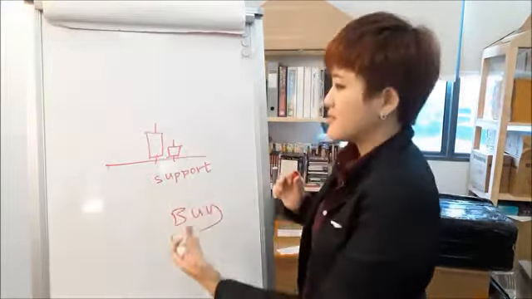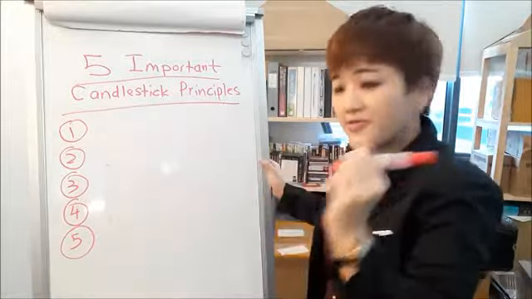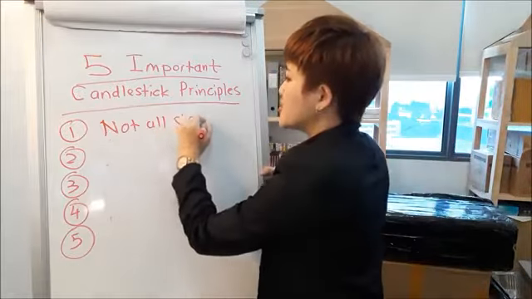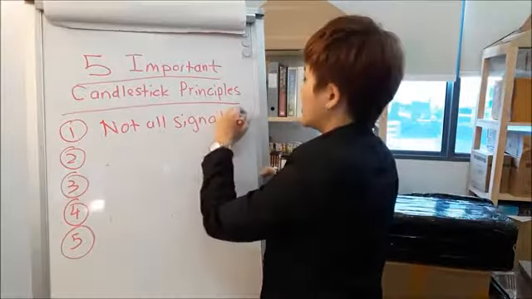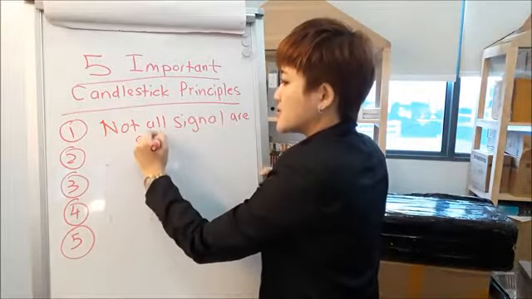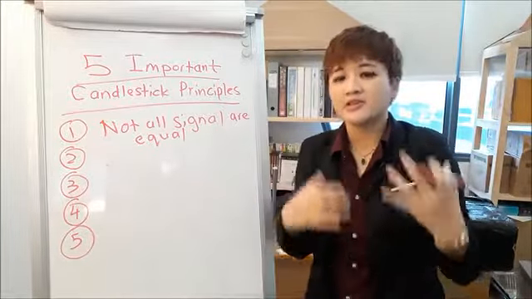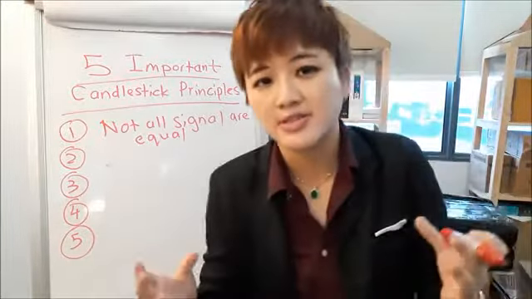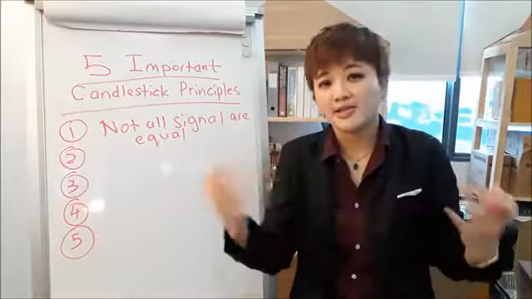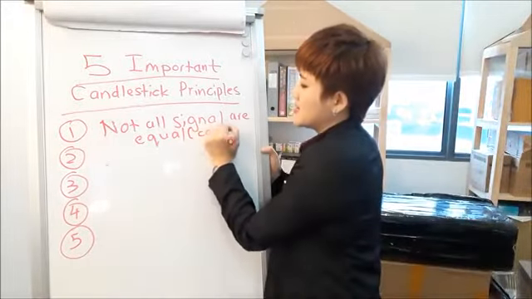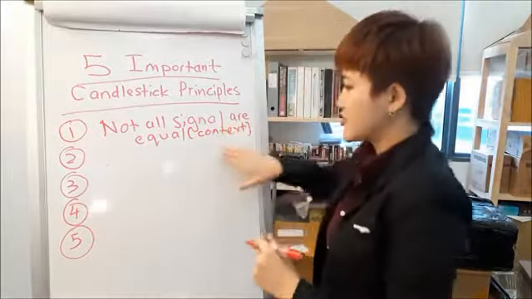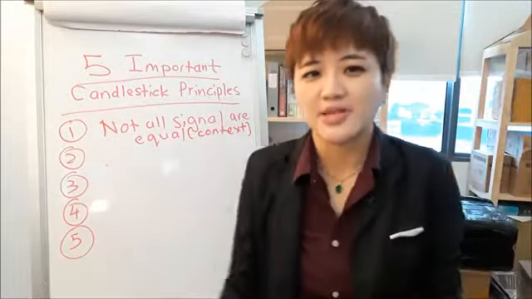Right now you need to understand the very important principles, because a lot of beginner traders get this wrong. The first principle: not all candlestick signals are created equal. They may look the same, but because of different contexts, different reasons, one might be stronger than the other. Later on, I'm going to talk more about context. What does it mean?